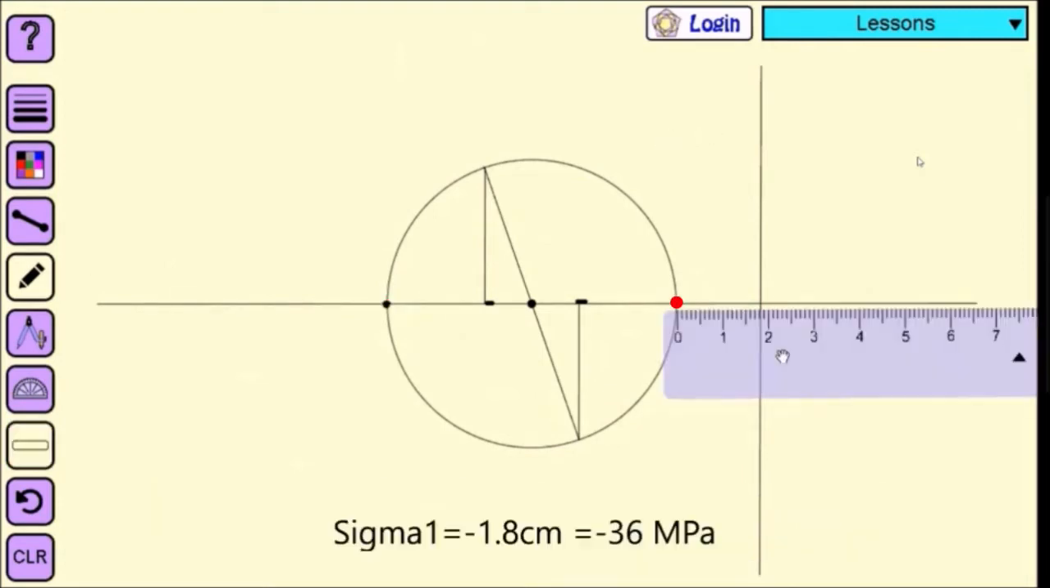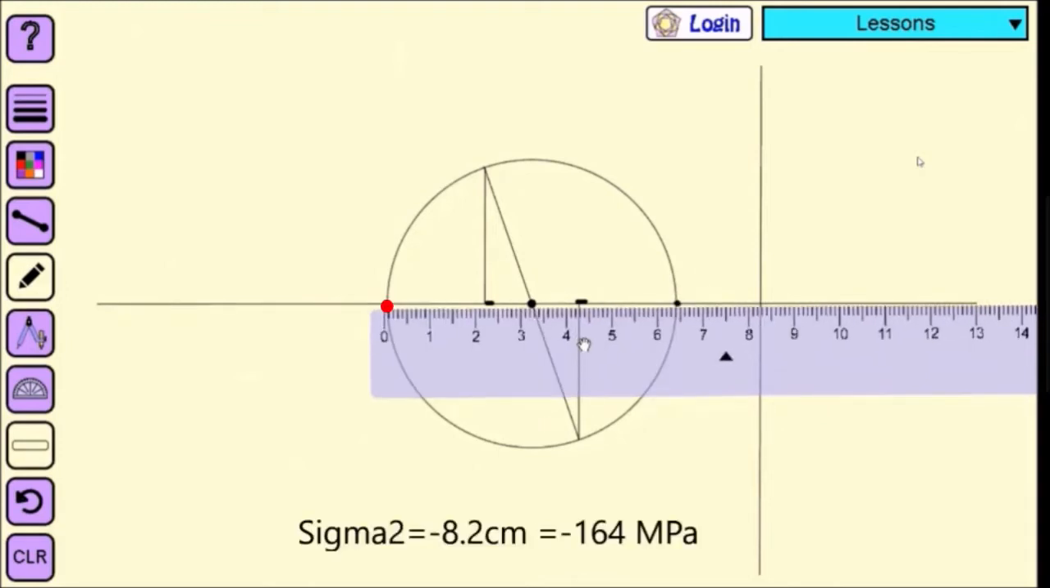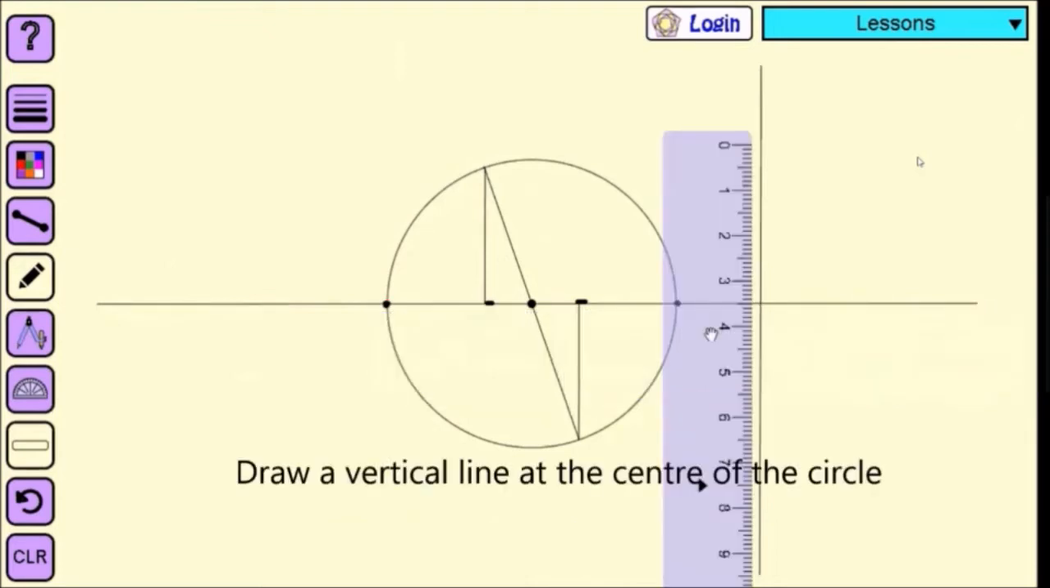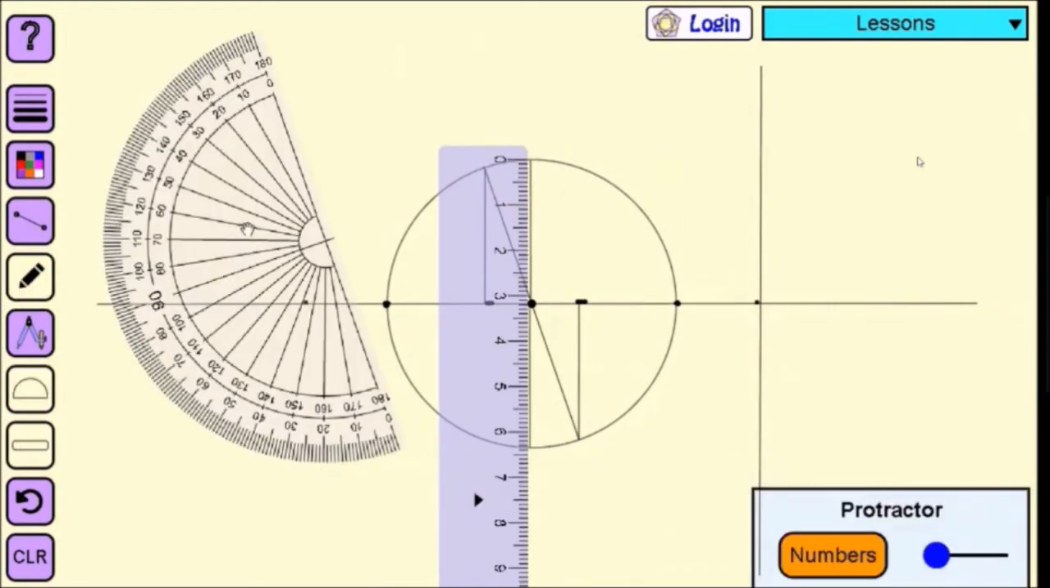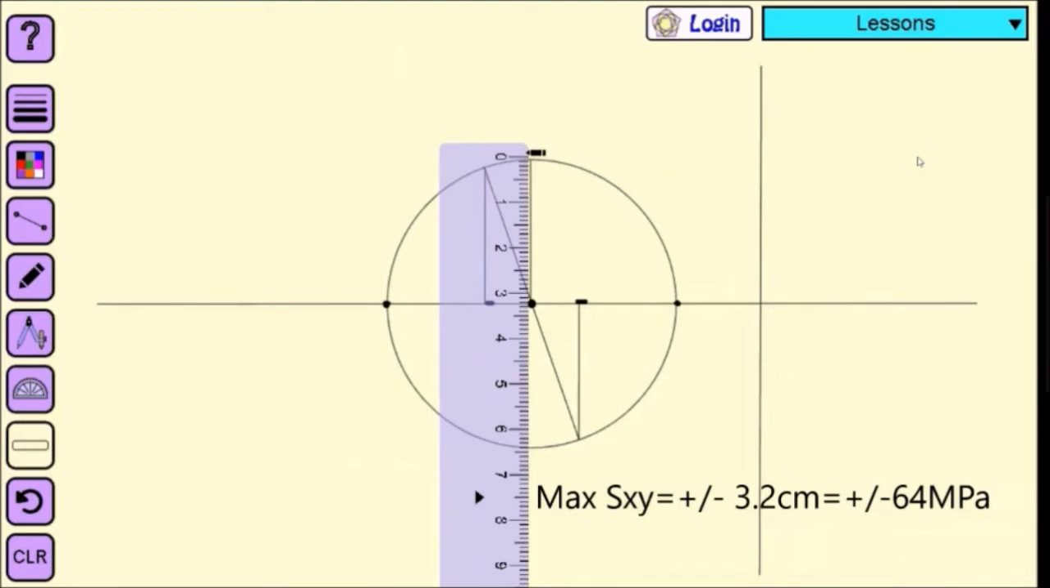If you measure the distance of this point from the y-axis, it is around 1.8 centimeter, which comes out to be minus 36 MPa, which is sigma 1, major principal stress. If you measure the other point, it comes out to be 8.2 centimeter, which is 164 megapascal, which is the magnitude of minor principal stress. To calculate maximum shear stress, you draw a vertical line passing through the center like this, and the length of that line will give you maximum shear stress. That is actually the radius of the circle, which comes out to be 3.2 centimeter. 3.2 into 20 will give you 64 megapascal.